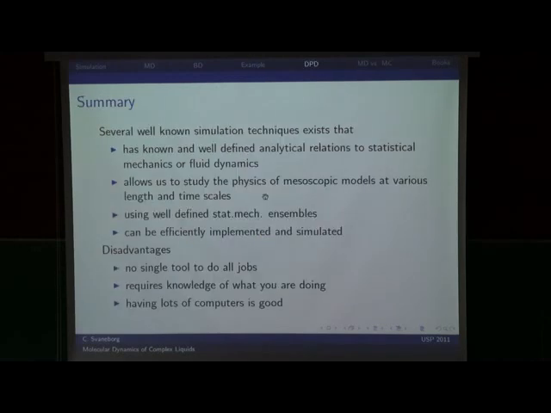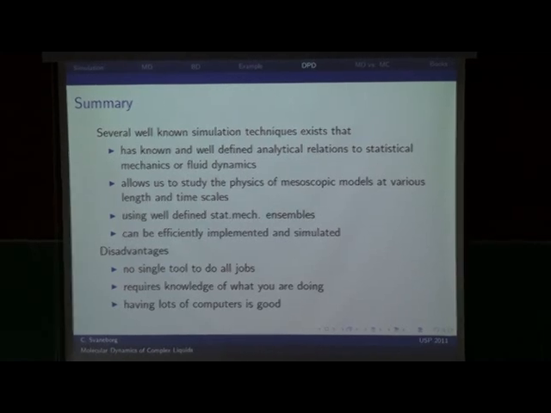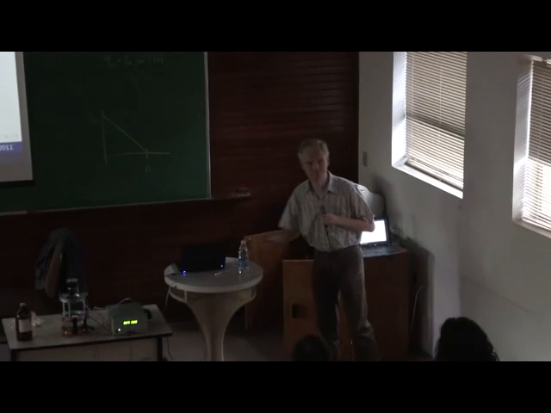Okay, I think I'll talk about the relations between molecular dynamics and Monte Carlo and good books later, after lunch. So, questions? Questions, folks?